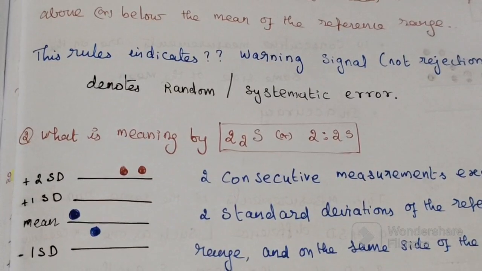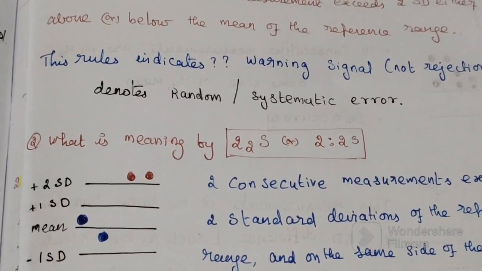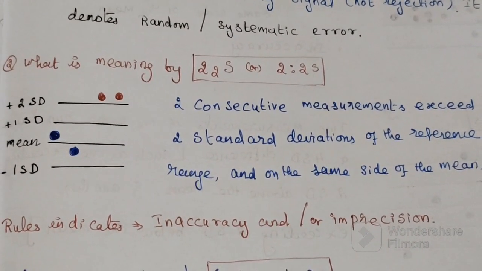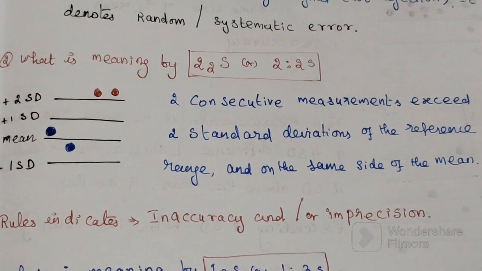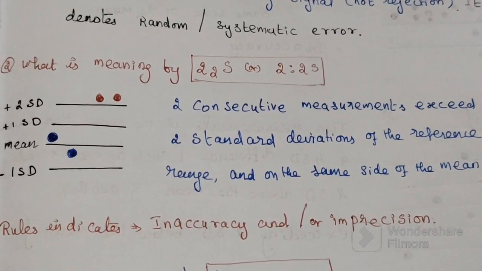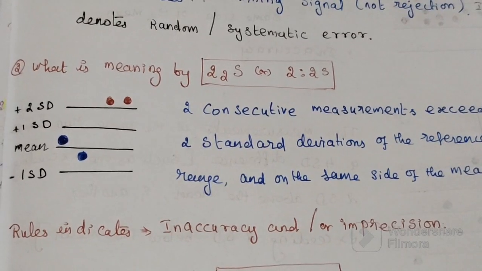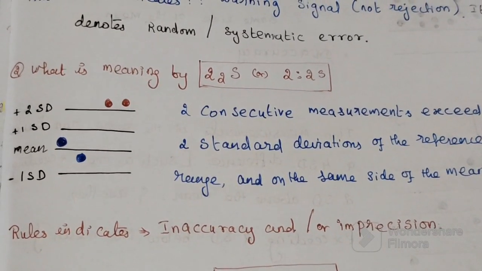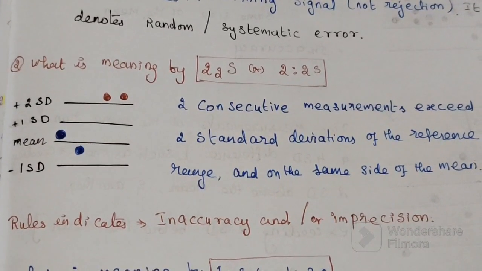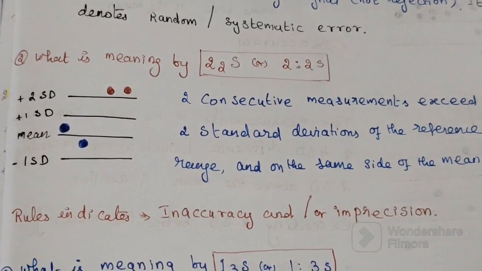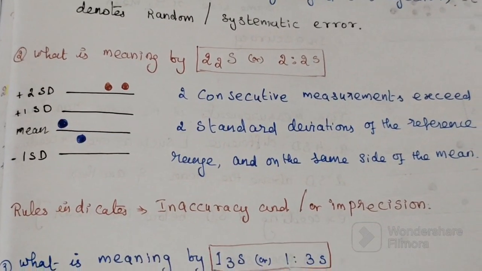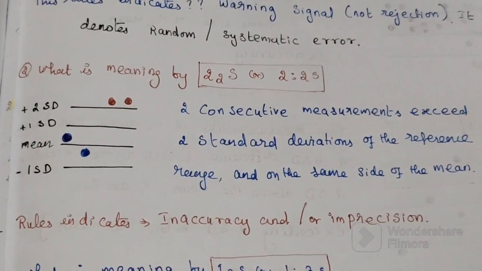But let's say you are running both normal control and abnormal control. In abnormal control you get one control measurement above 2 standard deviation, and in normal control also, then this is also called the 2-2s rule, within run. Both normal and abnormal control material gave a value above 2 standard deviation. That's why it is called the 2-2s rule. It denotes a systematic error.